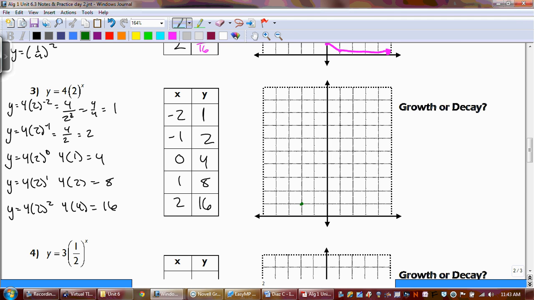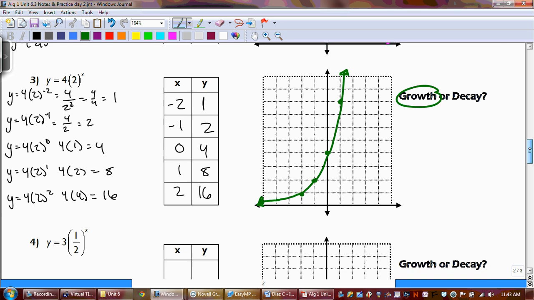Okay, -2, 1, -1, 2, 0, 4, that's 2, 3, 4, 1, 8, 1, 2, 3, 4, 5, 6, 7, 8. And then we can't get the other one. Okay, so this one, there we go. It's rising. So is that growth or decay? It's growth.